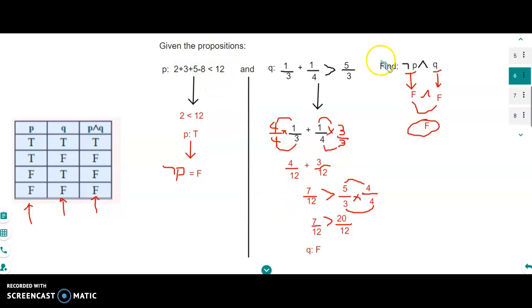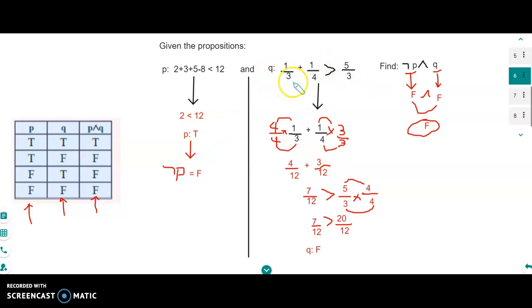So we already know how to use the truth table by using some propositions with mathematical expressions. Remember, once again, we have to solve the operations that we have here, and finally we compare if this is true or false. 2 is less than 12. Of course it's true, so we already have this.